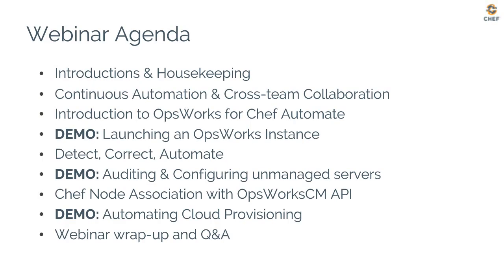Thanks, Jamie. So outlined here, we have a quick agenda of the webinar today. We just got through introductions and housekeeping, and from there, we'll dive into a bit of an overview on the concepts of continuous automation and cross-team collaboration with Chef. Then Jonathan's going to run us through OpsWorks for Chef Automate, the details of the service itself, as well as a live demo of launching a new instance into your AWS account.